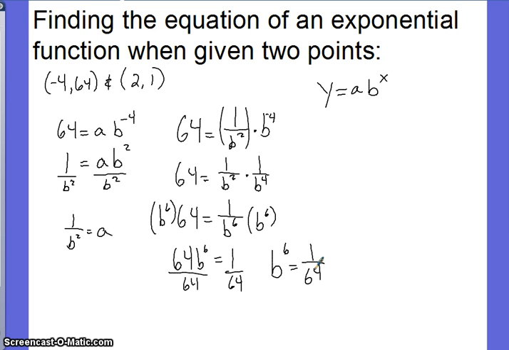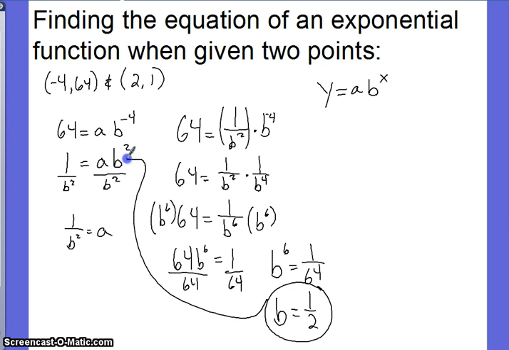Well, we know that it's a fraction, and we know that b has to be between 0 and 1 here. So what multiplied by itself 6 times is going to give me 64? We know that is 1/2. So now I have my b is 1/2. Now that I know my b is 1/2, I have to figure out what my a is, and I'm going to plug b into one of my two original equations.